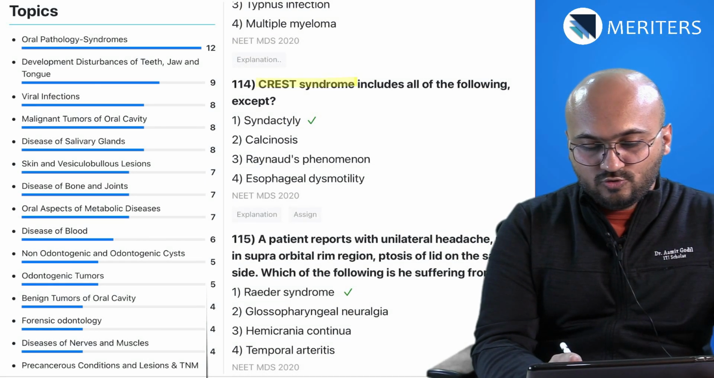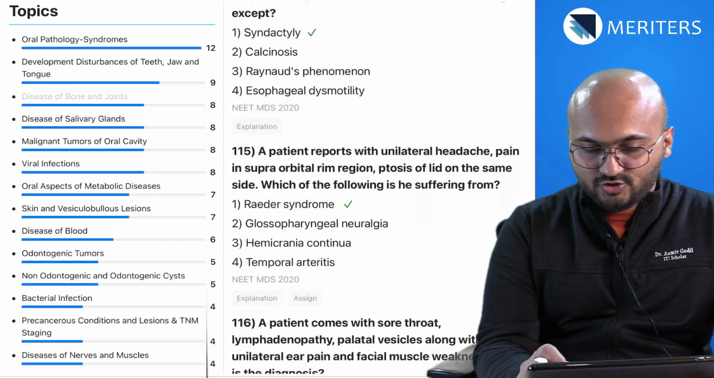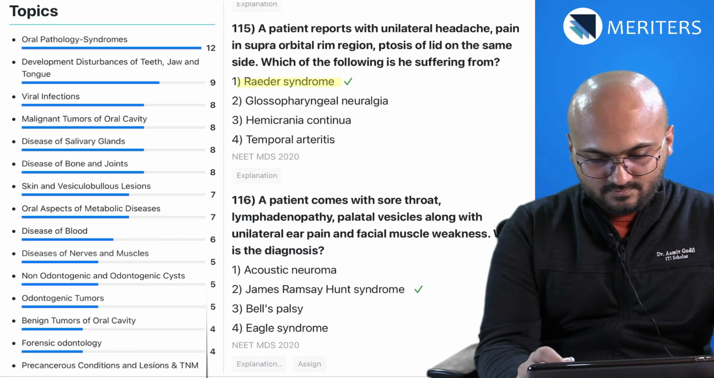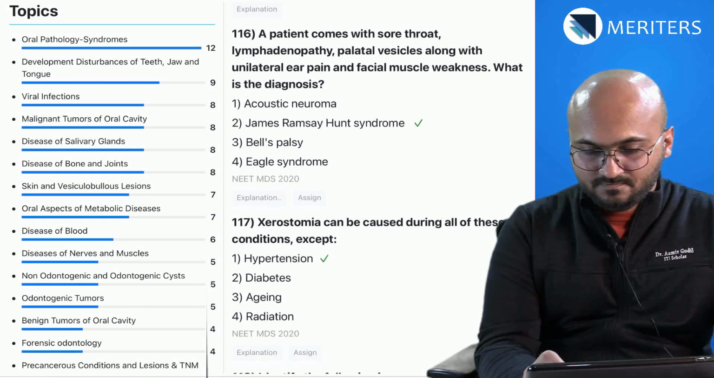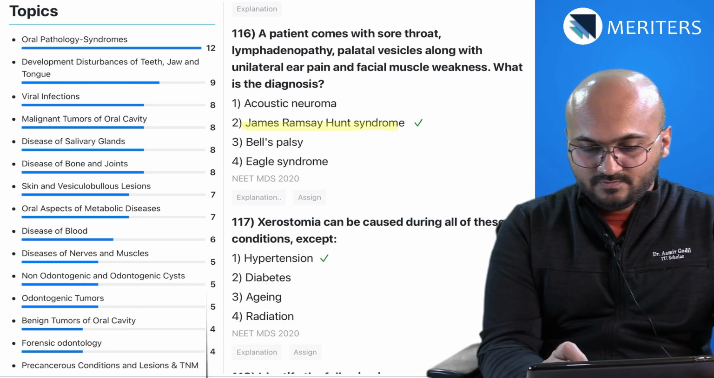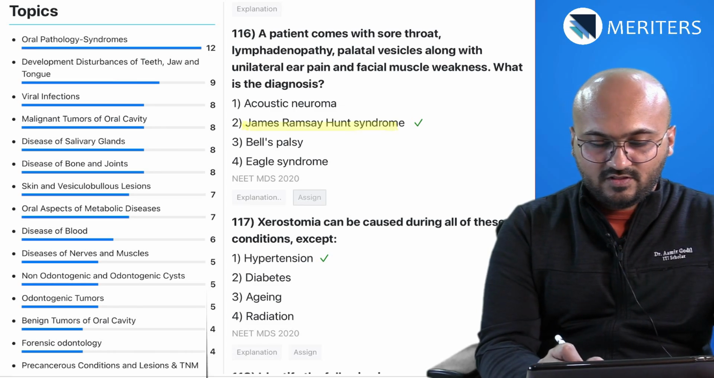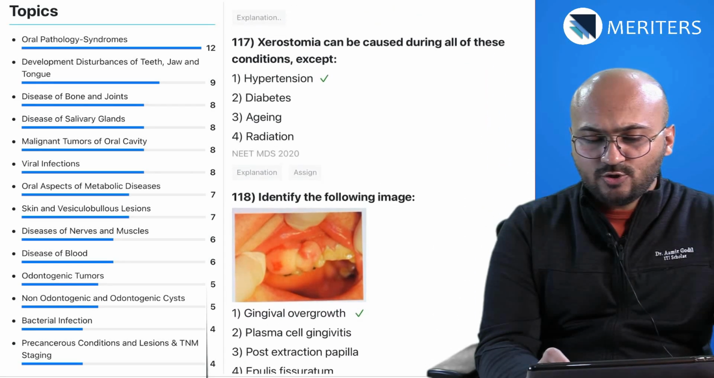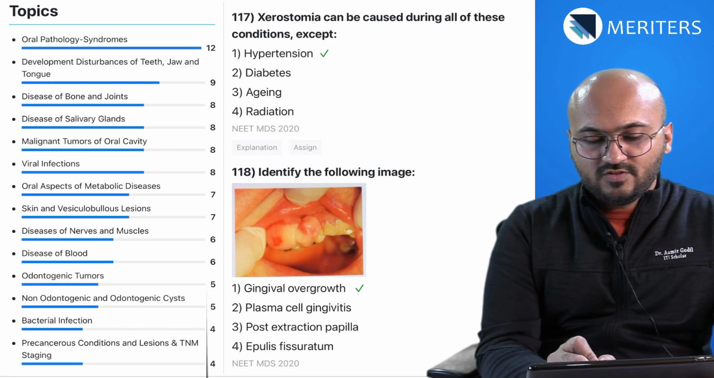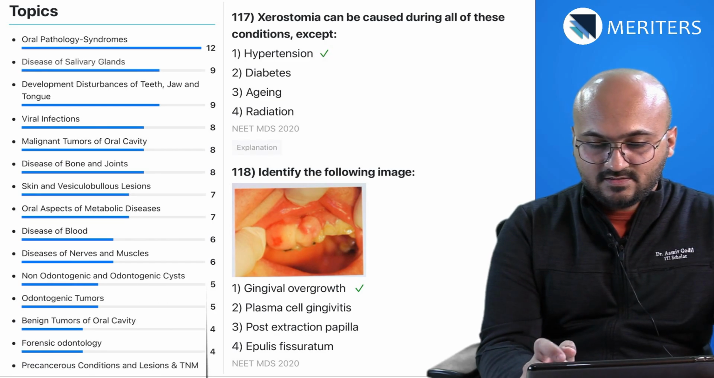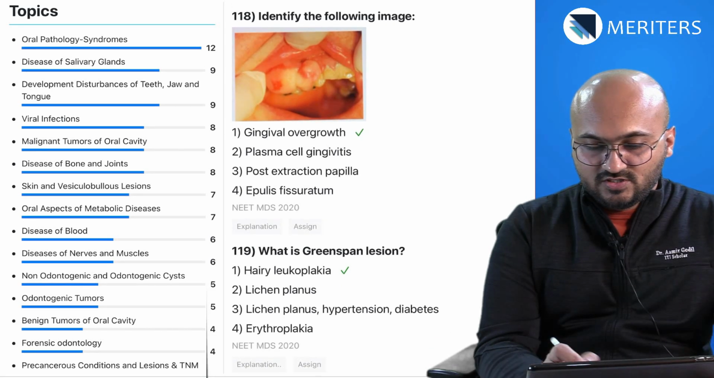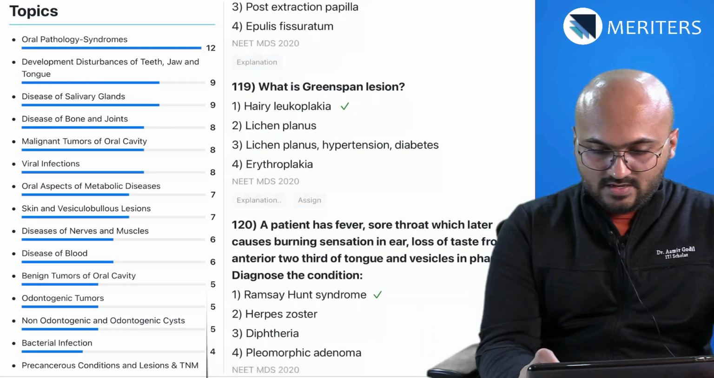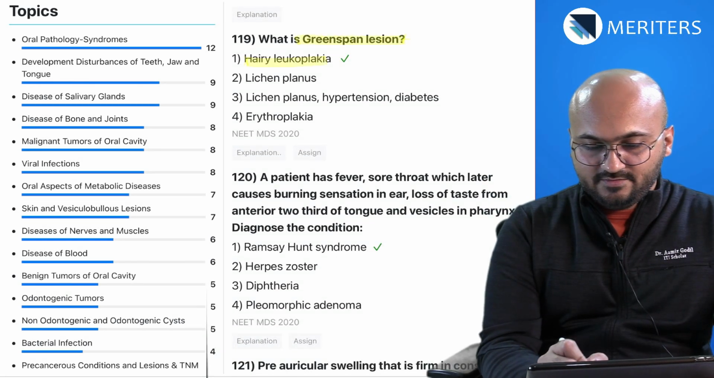CREST syndrome includes all of the following except, so that's bone and joints. Then Reader's syndrome, nerves and muscles. Ramsay-Hunt syndrome, clinical features, patient reporting with specific features. Xerostomia can be caused during all of the conditions except salivary glands. Identify the image. This is gingival overgrowth. We can also put this question under perio. Greenspan lesion is hairy leukoplakia.